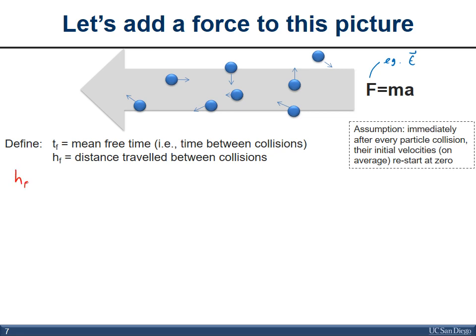So let's take a look at this. We say H sub f is going to be the double integral of the acceleration with respect to time, which is the integral of acceleration times time with respect to time, which is of course 1/2 a t sub f squared, which is equal to 1/2 F over m t sub f squared.